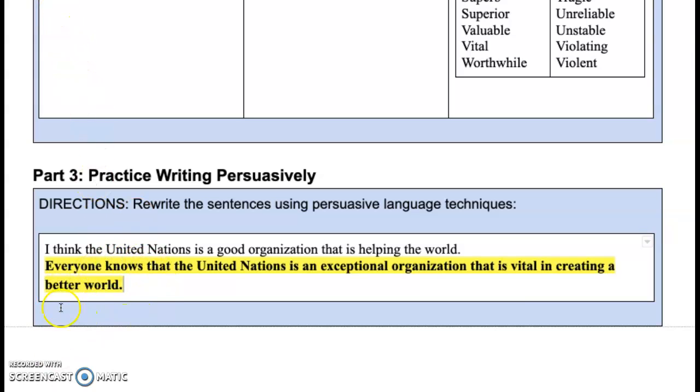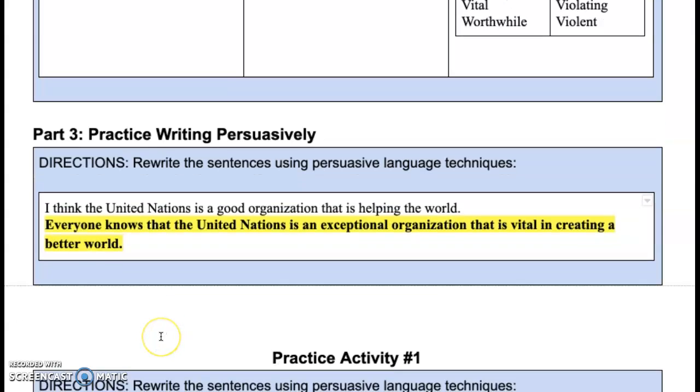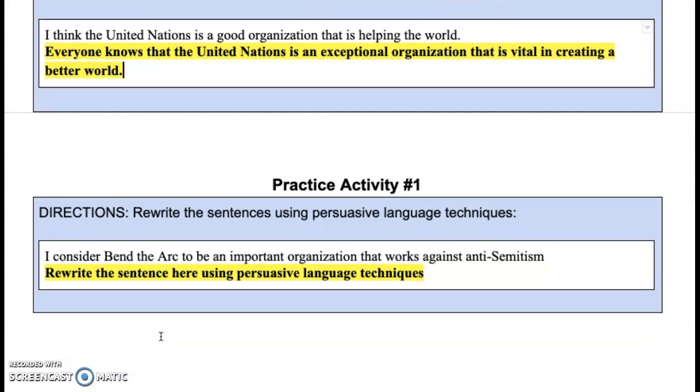So after you've written this, you've copied what I've written, I want you to scroll down here, and you're going to do this practice activity on your own. So you are going to do the same thing where you can take this sentence. I consider Bend the Arc to be an important organization that works against anti-Semitism, and go up and try to use similar persuasive techniques to make it a more persuasive sentence. Once you've done that, then you will have demonstrated that you understand how to use this ATL skill of writing persuasively. And you will be assigned the next step.